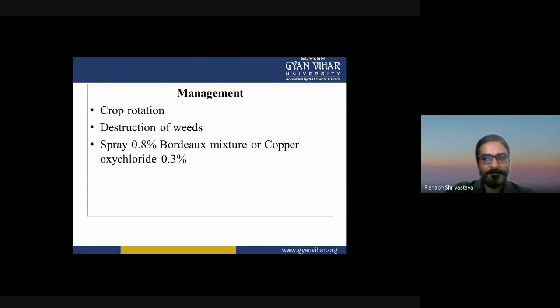Management: crop rotation, destruction of weeds, and spraying of 0.8% Bordeaux mixture or copper oxychloride at the rate of 0.3%.